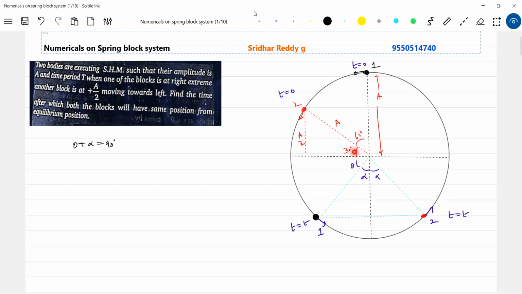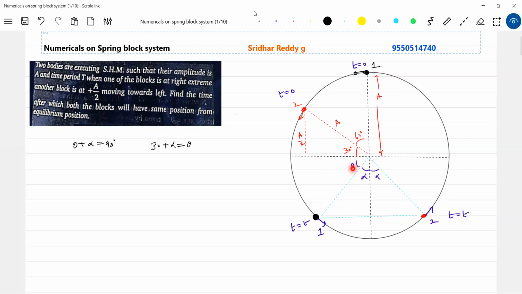So now what remains? This 30 plus alpha should be theta. Please understand this. Unless we make it purely logical, there's no other way. We should make the observation. There's no other way. There's no concept, nothing else. Okay, you see that.